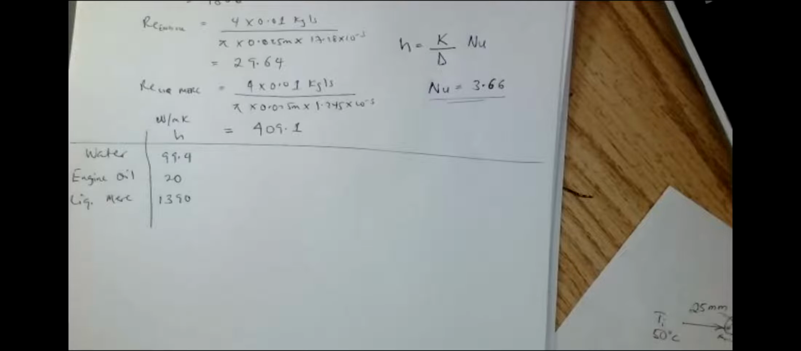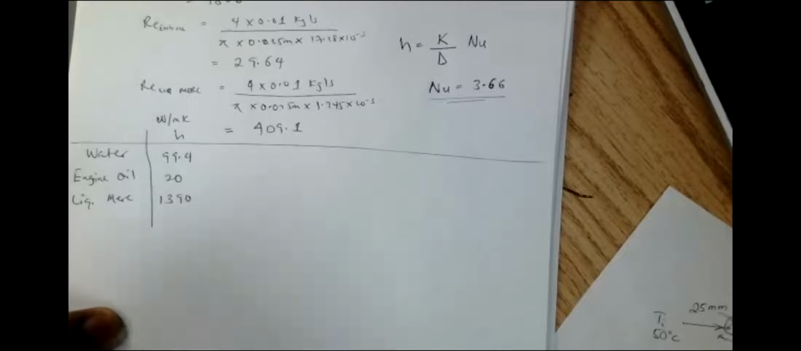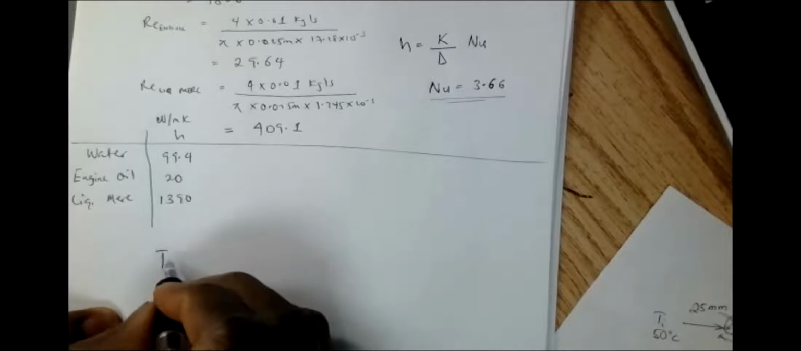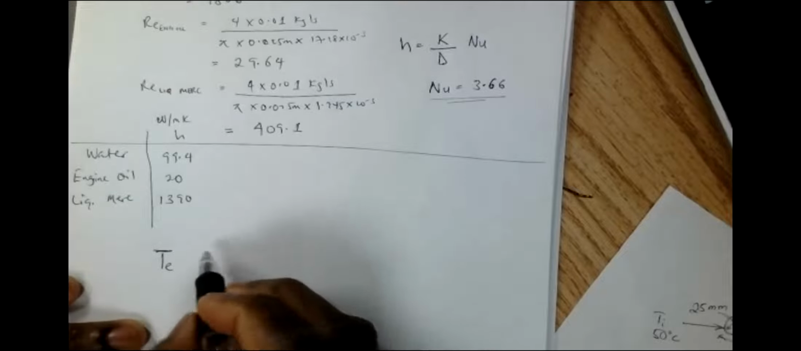Okay. So the question, we now have everything we need to be able to evaluate the temperature with which the individual fluids exit the tube. We can find that by using this formula. Now we have a formula that determines the exit temperature for a circular tube with constant surface temperature. This is from your textbook also.